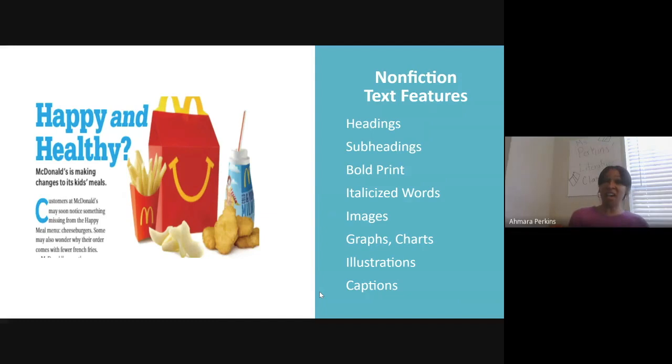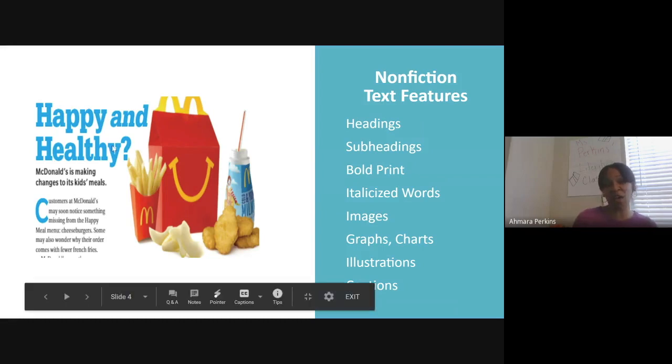So nonfiction text actually sometimes looks very different from what you would see in fiction text. Sometimes in nonfiction text, you see these different text features. So captions, illustrations, graphs, charts. I'm starting from the bottom to go up so I can keep you on your toes. Images, italicized words, bold print, subheadings, and headings. So we see these text features here.